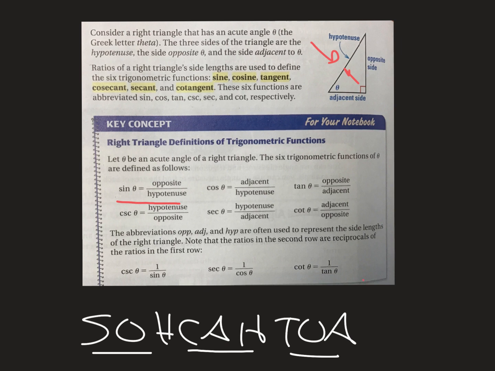Now, hopefully you did these in geometry as well. You may not have. Cosecant is reciprocal of sine. Secant is reciprocal of cosine. And cotangent is reciprocal of tangent. Hopefully you did those. If not, we'll be working on those too, so they'll become no big deal as we go.